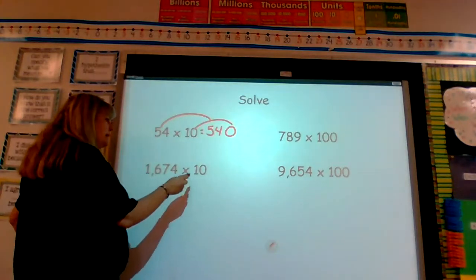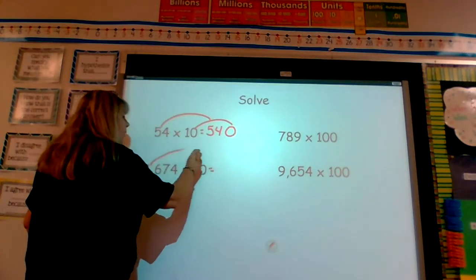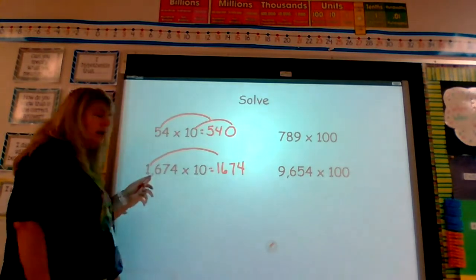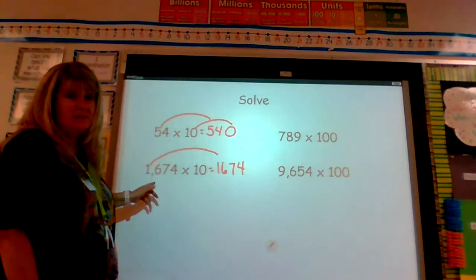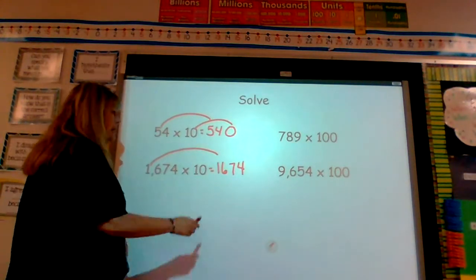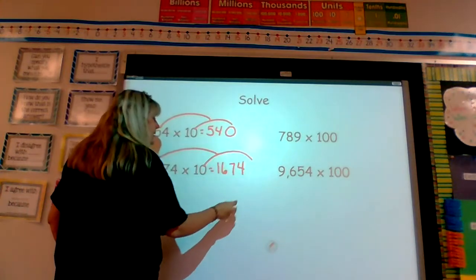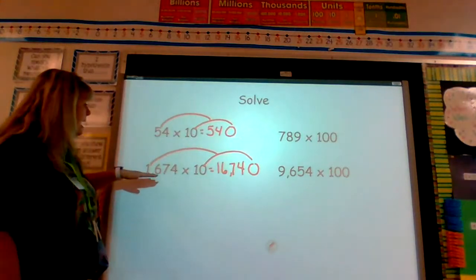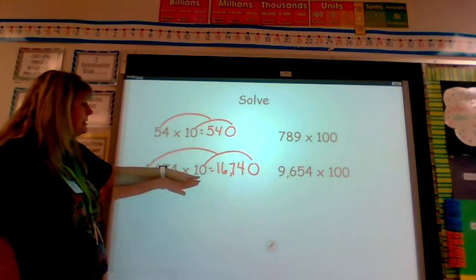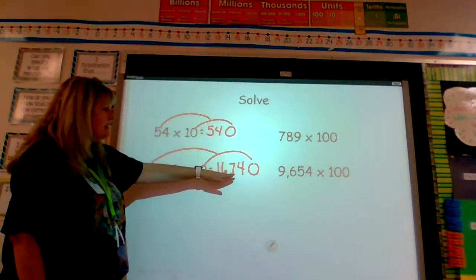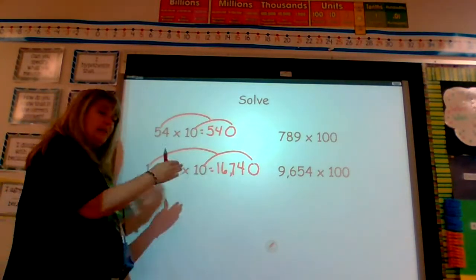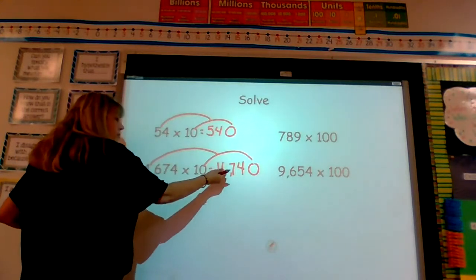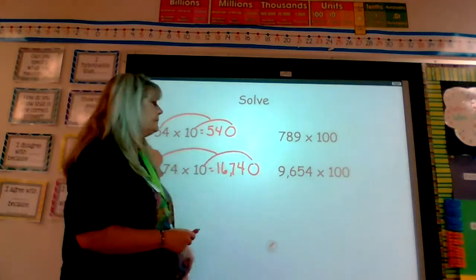Let's look at this next one. Ooh, this is a bigger one. I'm going to bring the whole 1,674. But I am not going to put the comma in there yet because I don't know what my answer is going to look like until I put all the zeros in there. I'm going to multiply it by 10, so I'm going to bring my 0 over from the 10. Now I'm going to go back in and put my commas. And 1,674 times 10 is 16,740. Again, think about your place value chart. One place over to the left goes into the 10,000s place. Oh, they went to bigger numbers this time.